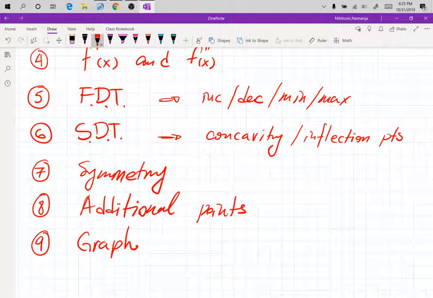As you can see on this list, there's nothing new. You all know these from either algebra or pre-calculus or calculus, where we discussed the derivatives and derivative tests. Symmetries are from pre-calculus, and then additional points, that's middle school, right? You say, I want to calculate the point when x is equal to 2, just plug it into the function, right?